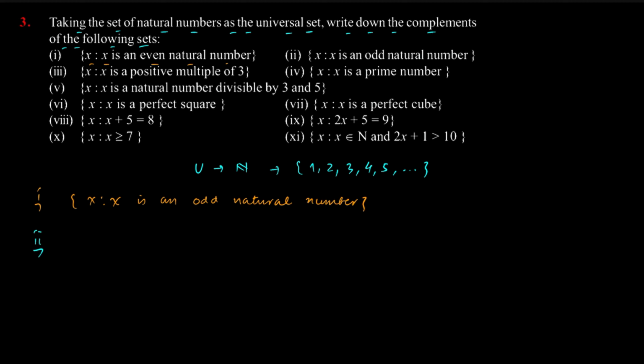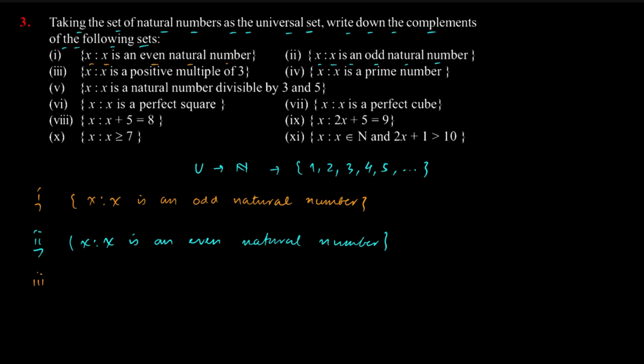Part number second. X such that x is an odd natural number. This question is opposite of first part. So here the complement will be x such that x is an even natural number.